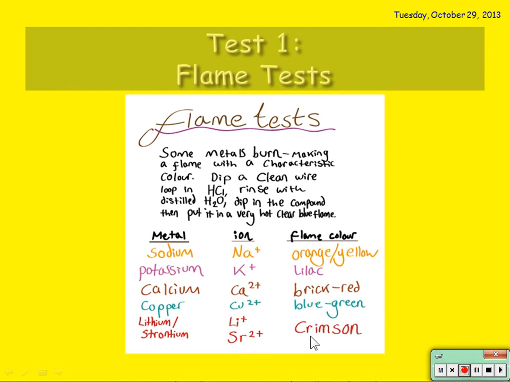So sodium gives you an orangey yellow, potassium a lilac, calcium a brick red, copper a bluey green, and lithium and strontium both give a crimson red flame.